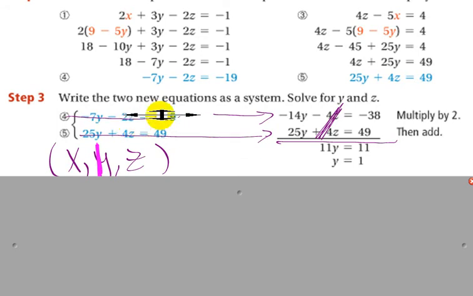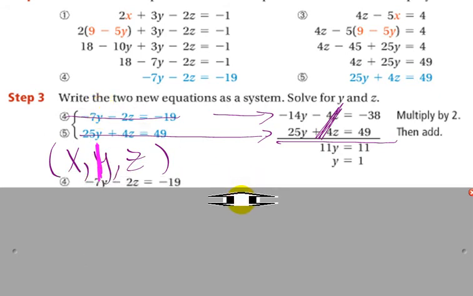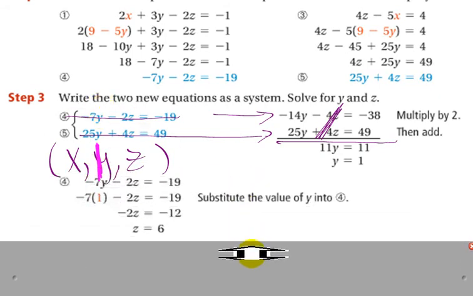Now it's the same thing we've been doing. Now go back to either equation 4 or equation 5, plug in your value 1 for y, and solve for z. And you get that z is equal to 6. And now that we have y and z, now we can plug that back into equation 1, 2, or 3 and get our x.